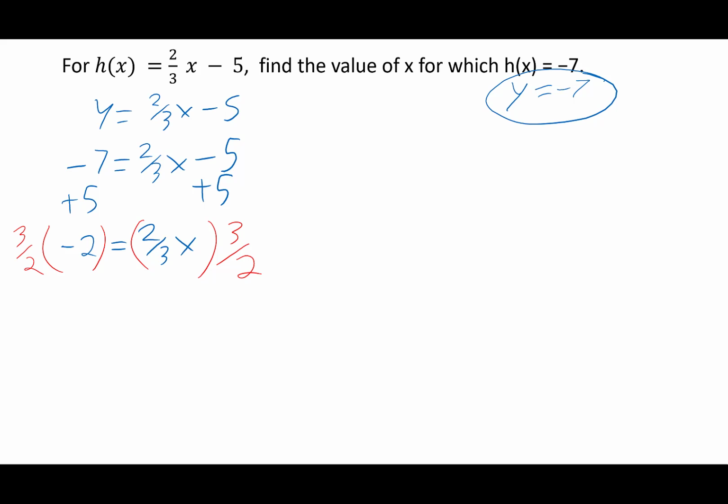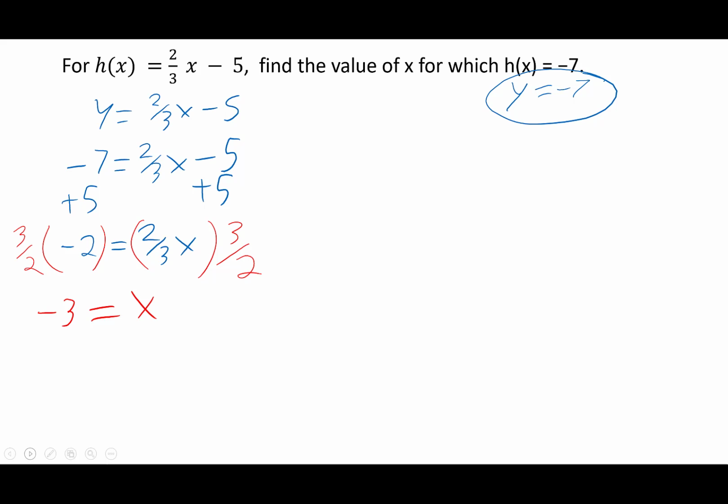And 3 halves times -2 is -3. So when y is -7, or my h of x is -7, my x value is -3.